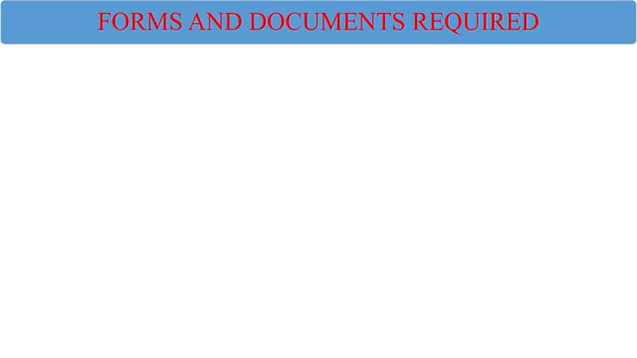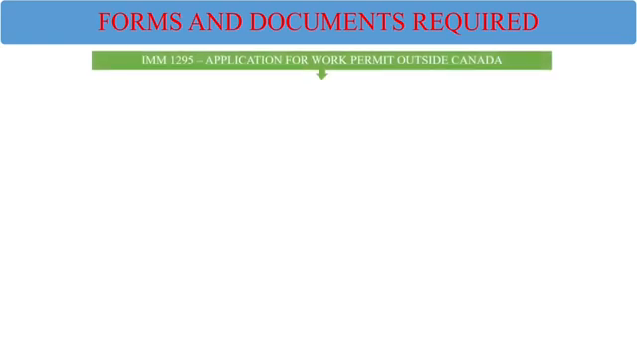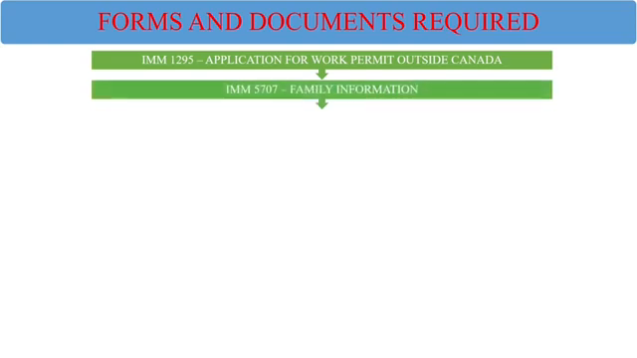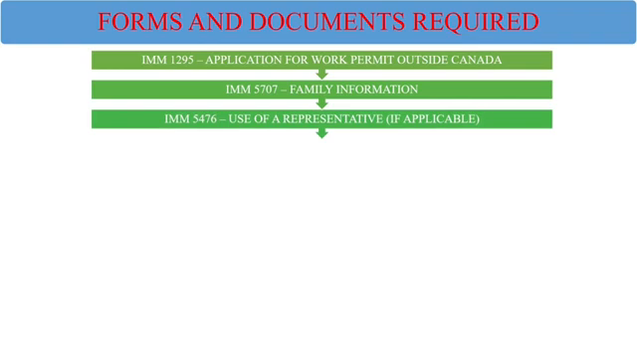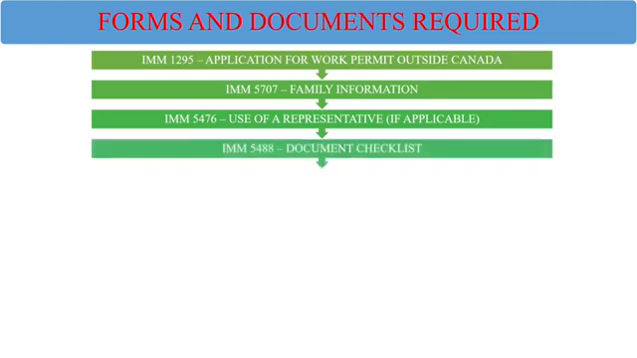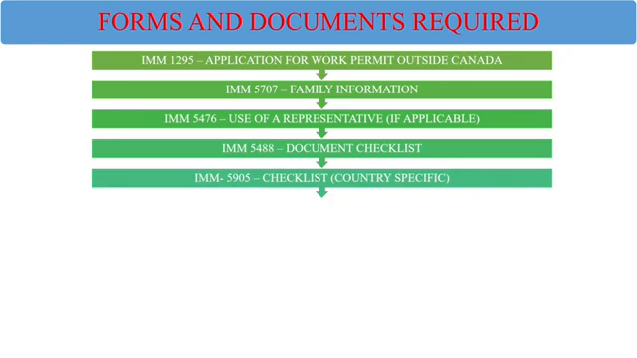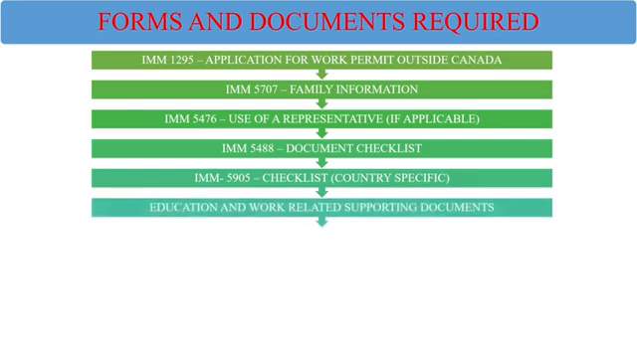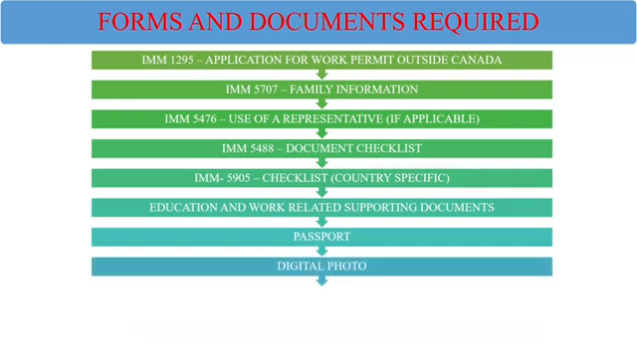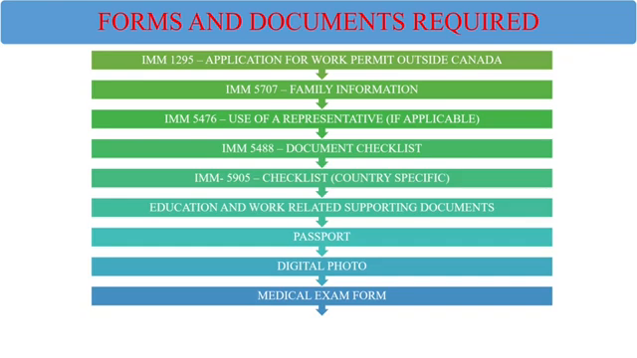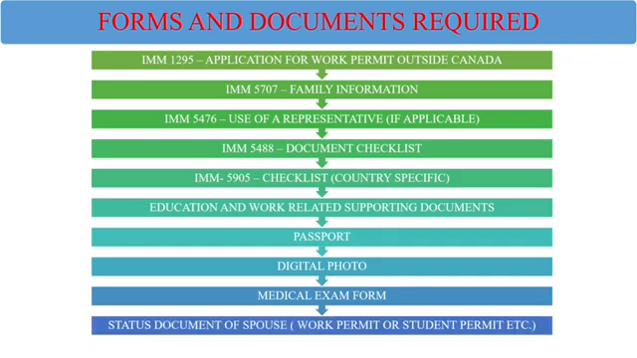So now let's summarize all the documents and forms that you need to submit to complete this application. Number one is the application for work permit 1295. Next is the family information form 5707. Number 3 is the use of a representative form, if using a representative, form 5476. Number 4 is checklist document 5488. Number 5 is another checklist 5905 or your country specific visa requirements. Number 6 is the education and work related supporting documents. Then your passport, your photo, your request for medical exam form. And lastly, do not forget to provide document for your spouse's status inside Canada, for example, work permit of your spouse in Canada. That should complete all the documents and forms that you need to upload to complete your application.